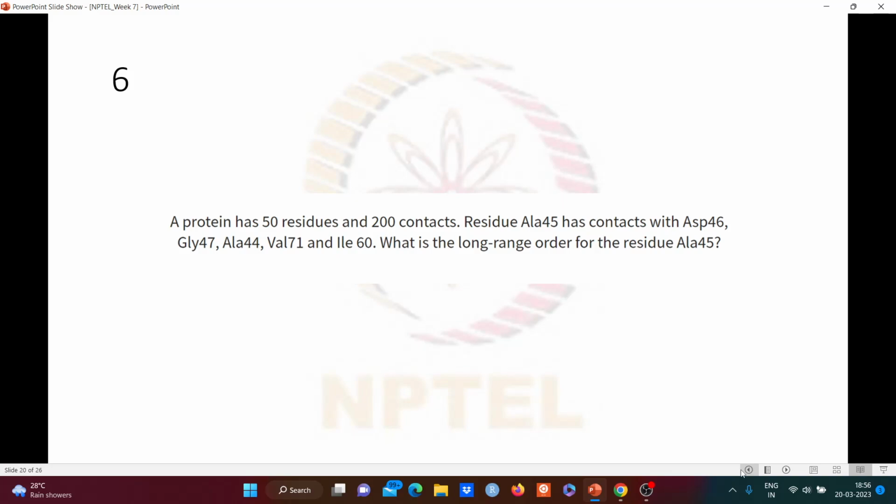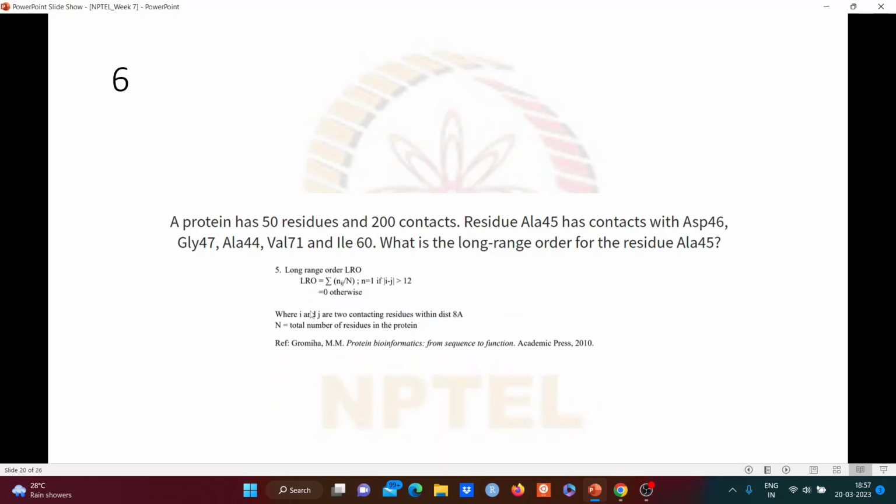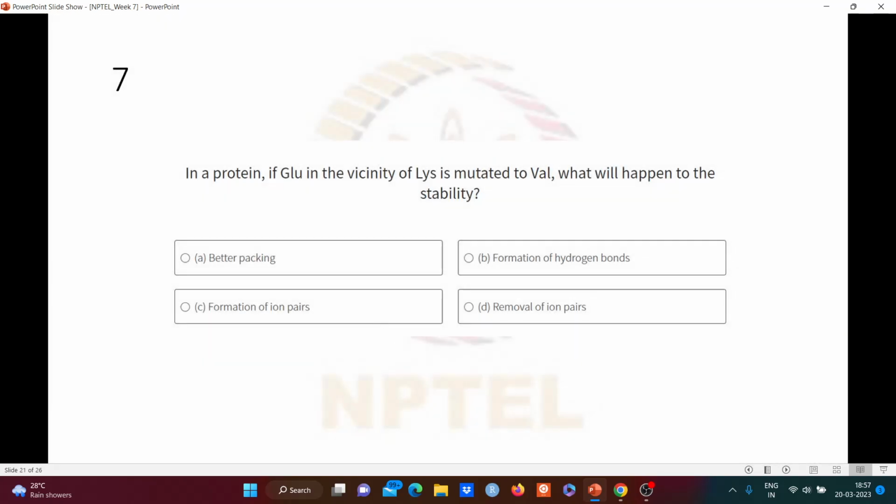Yeah. So here is the formula for long range order, where n denotes the binary value. If the separation of two residues is more than 12, then we take the n value as 1. Here you can see that valine 71 and isoleucine 60 are the only residues that have a sequence separation of more than 12. So two values. So 2 divided by the total number of residues, 50, gives this. Okay, moving on to the seventh question.